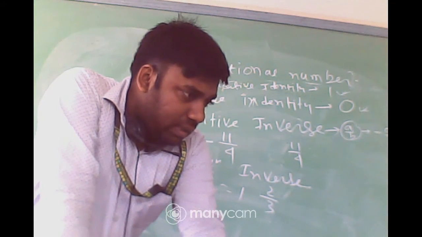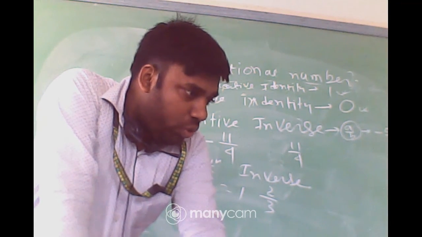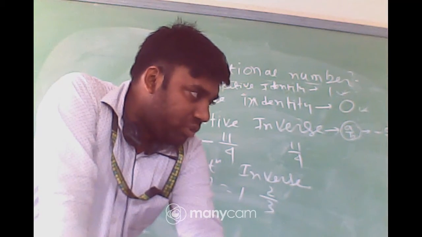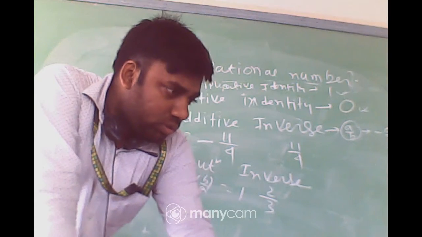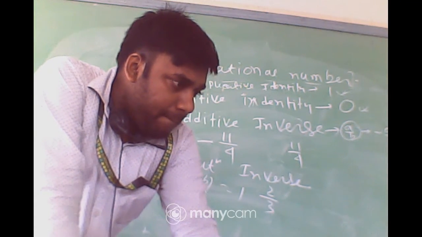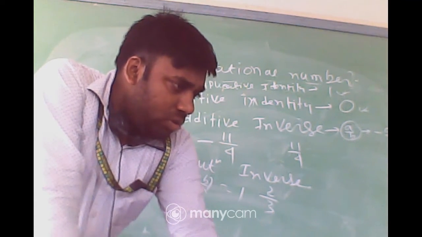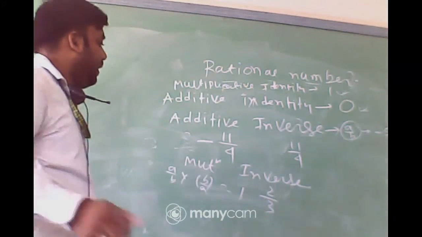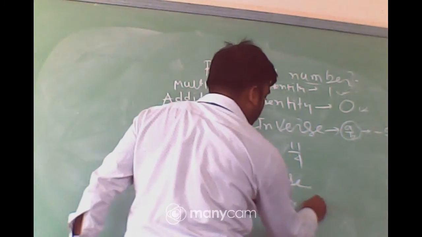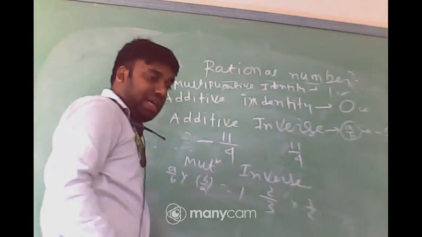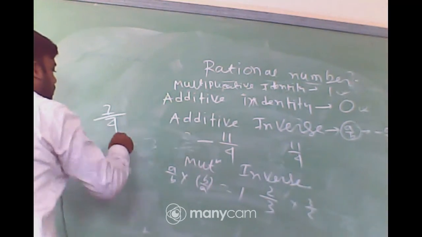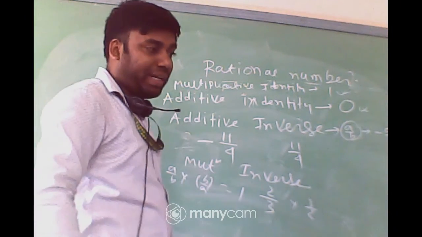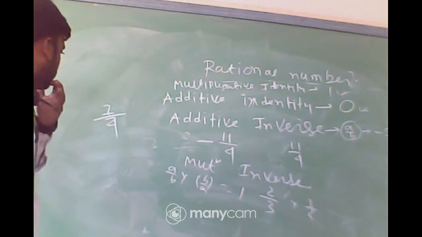Very good. Akash Ali, very good. Sovik, no, not minus 2 by 3. Wrong. The multiplicative inverse of 2 by 3 is 3 by 2. Clear? Next one, 7 by 4. Multiplicative inverse of 7 by 4. Quickly answer it.